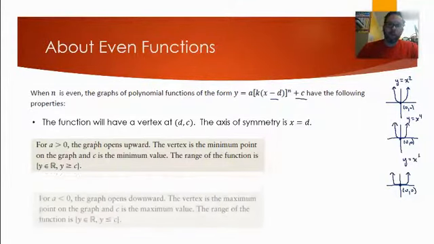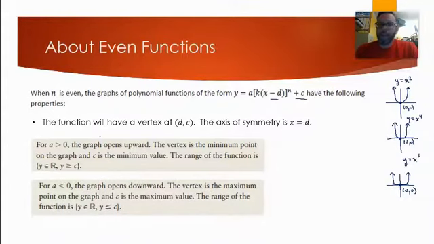And then conversely, if a is negative, then the graph is reflected and opens downwards. The vertex will be the highest point, or a maximum. And the range will then be y is a real number such that y is below that maximum point. So this is true about all even power functions in the transformations. All right, let's continue.